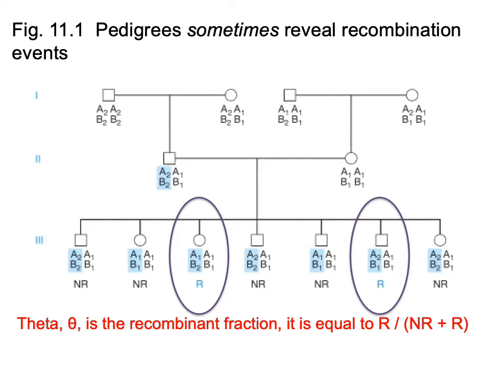So in this pedigree, we were able to identify recombinants, so there was enough information, and we can calculate theta because it's equal to R, the number of recombinants, divided by the non-recombinants plus the recombinants. So in generation 3, we have 2 recombinants of a total of 7 individuals. And so 2 recombinants in these 7 different meioses, in the 7 different offspring, means that theta equals 0.28. So that is how you calculate theta.